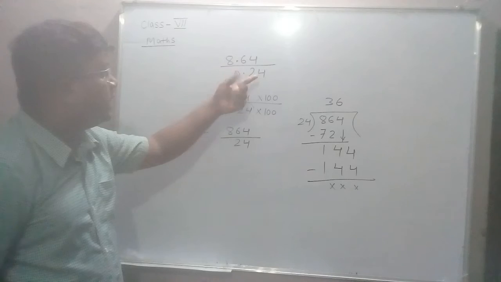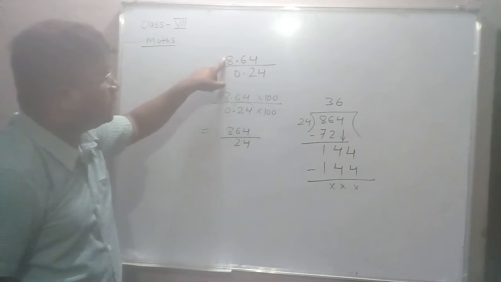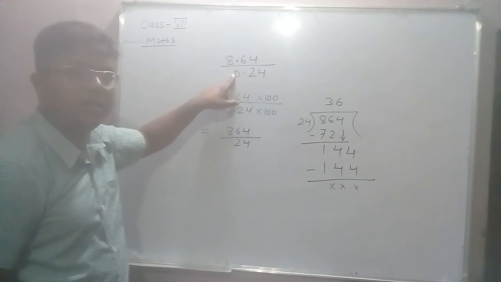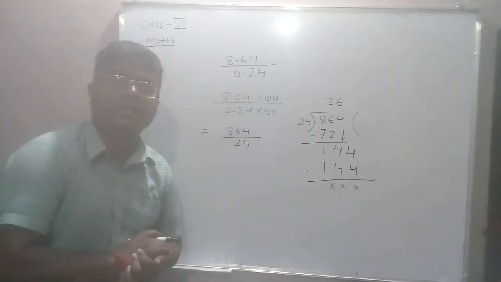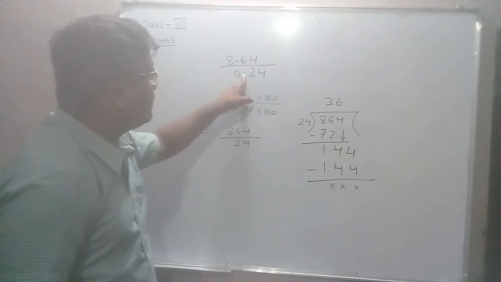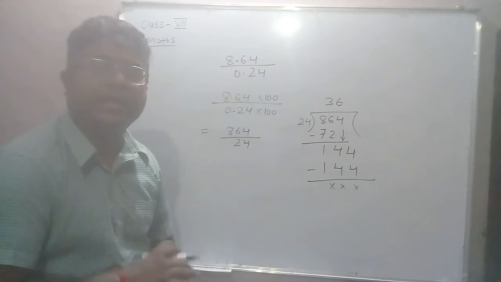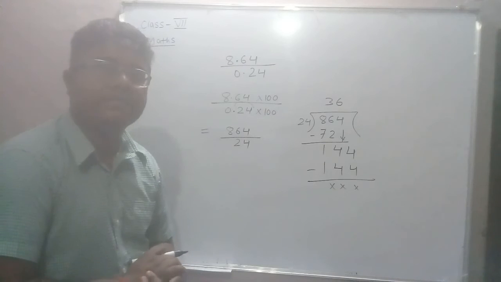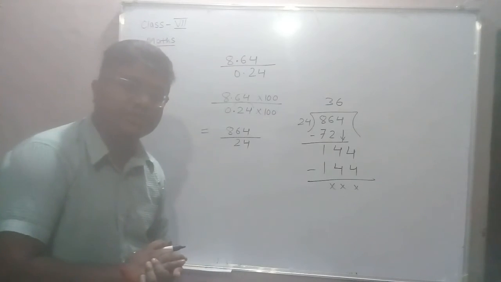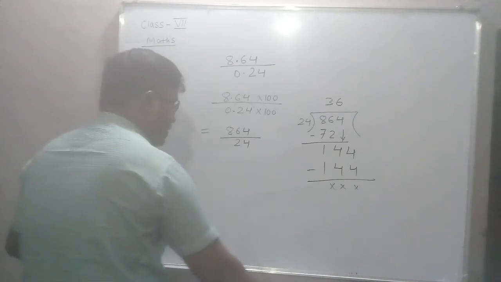Actually, the question was one where both numerator and denominator were in decimal, but if the denominator is in decimal, you please make it a whole number. For that you have to see after the decimal how many digits are there. Accordingly you multiply and change that denominator into a whole number, then it will be very easy for you to divide.